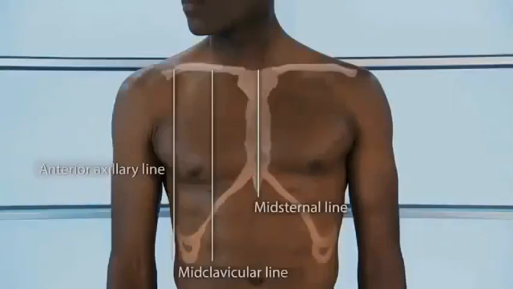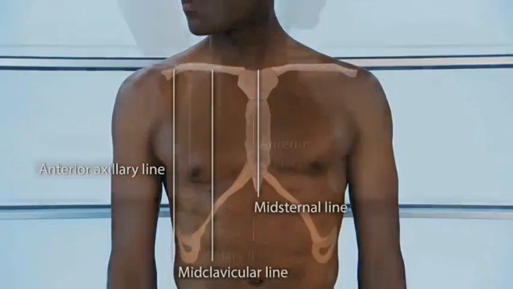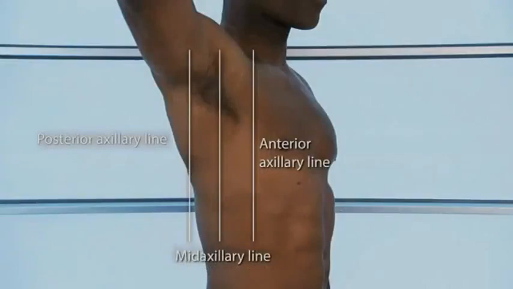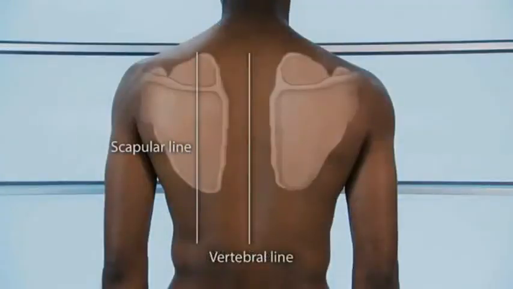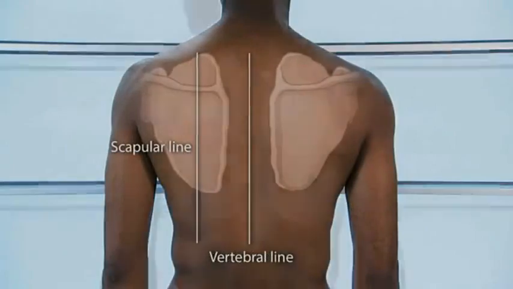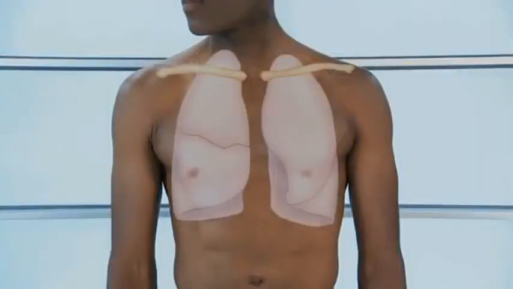To further locate and describe your findings, use these imaginary vertical lines: the midsternal, midclavicular, anterior axillary, midaxillary, posterior axillary, scapular, and vertebral. When examining the chest, it's helpful to visualize the underlying lungs and their fissures and lobes on the chest wall.